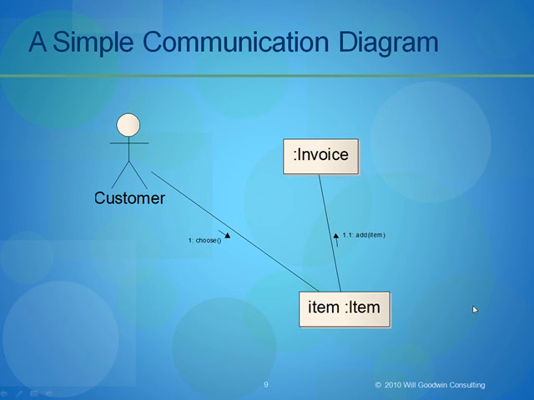For example, here's the same scenario as we saw in the sequence diagram, only now it's represented on a communication diagram. Our customer actor, again, is choosing an item, and now the item is sending the add message to the invoice object. Notice the numbering. Number 1 starts things off, and message number 1.1 is the first message sent from within message number 1.